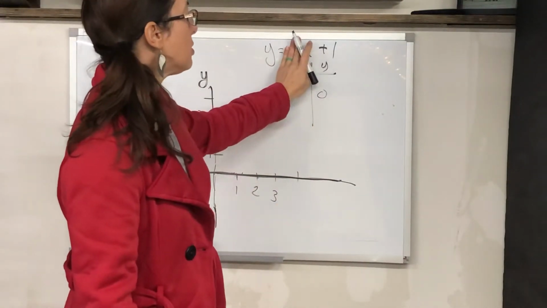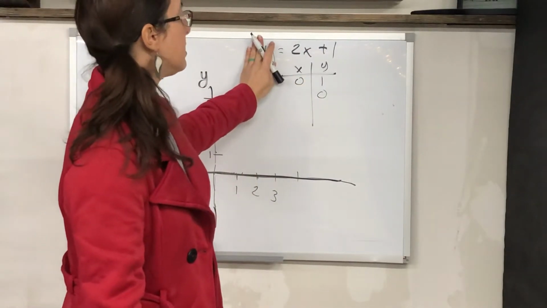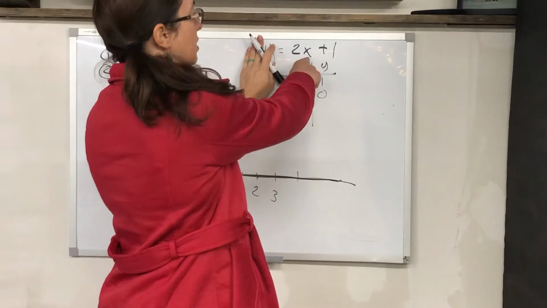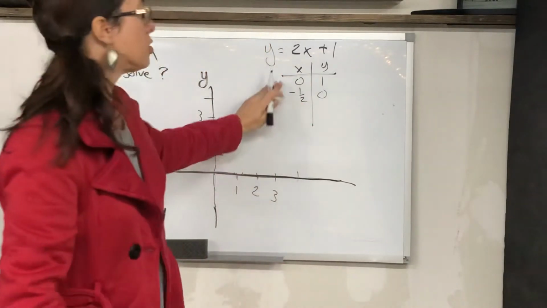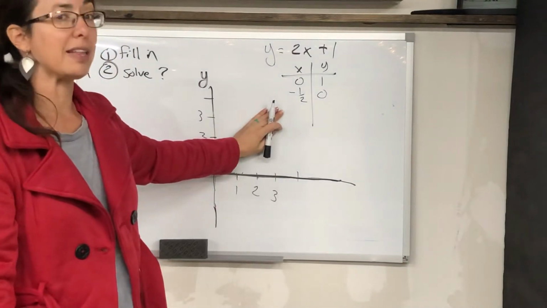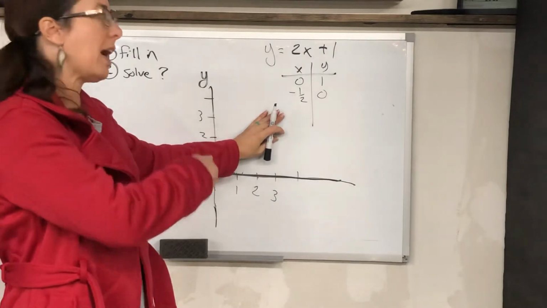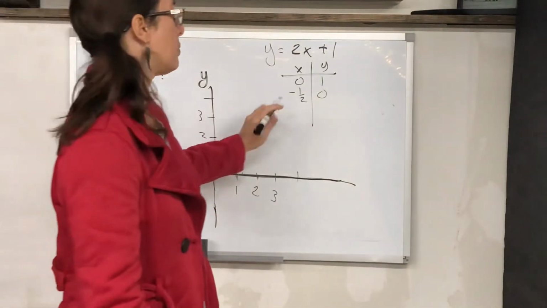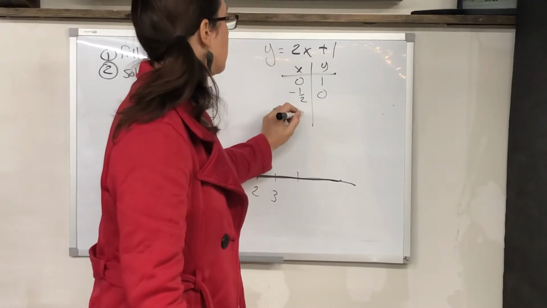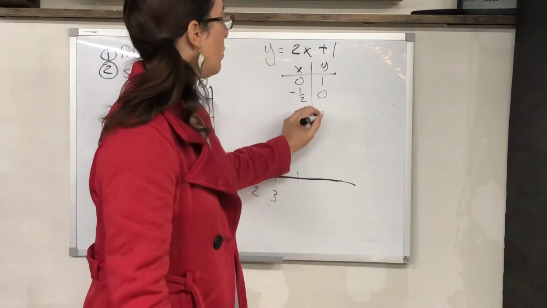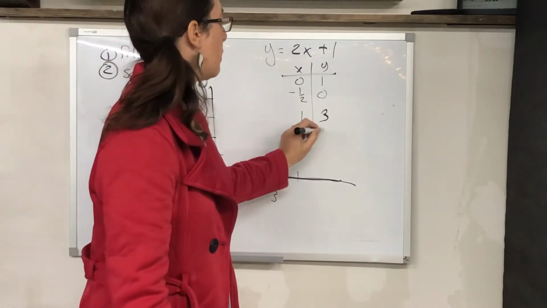When x is 0, we just cover it up and we know that y is 1. When y is 0, we solve for x, so it would be negative 1/2. Those are 2 points that we automatically know. We can actually graph a line with just these 2 points, but we're going to add a couple extras just to make sure that we know where we're going. When x is 1, we know y is 3. And when x is 2, we know y is 5.